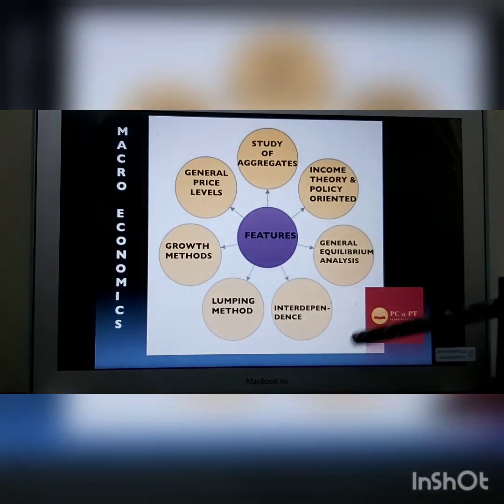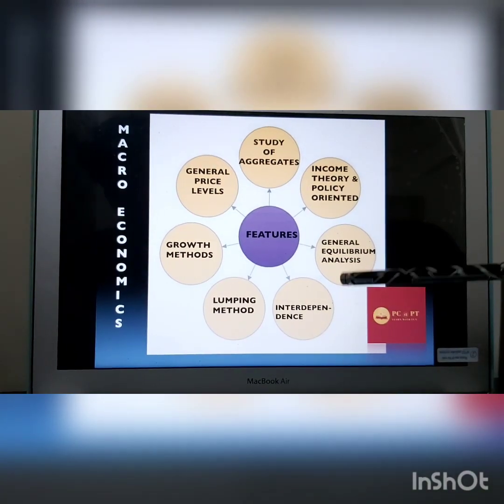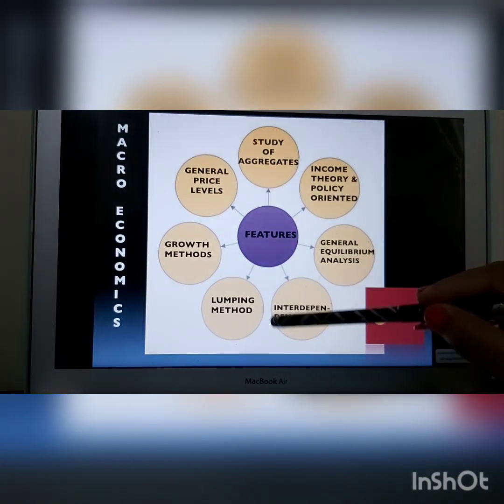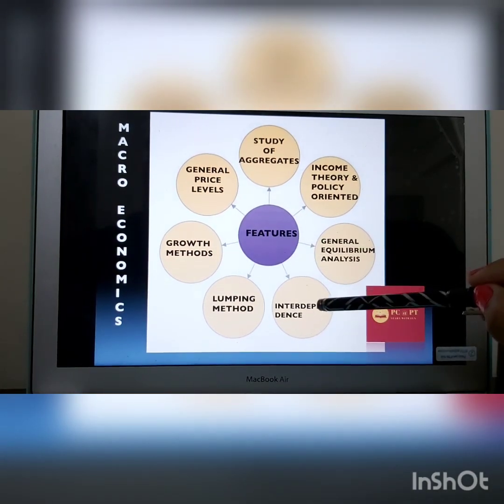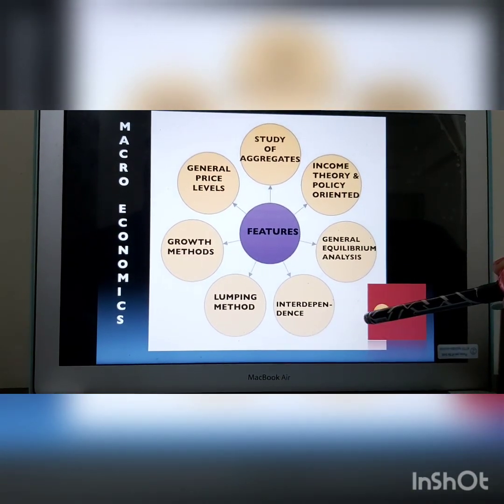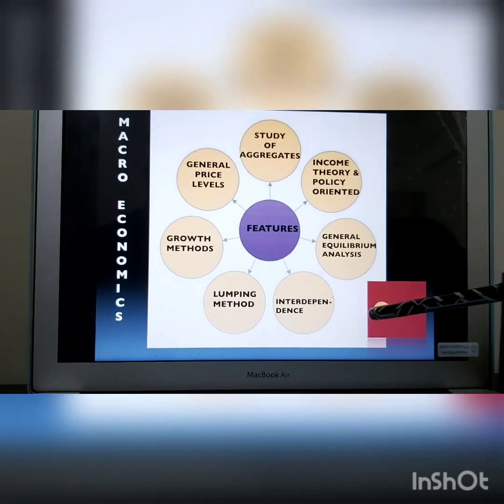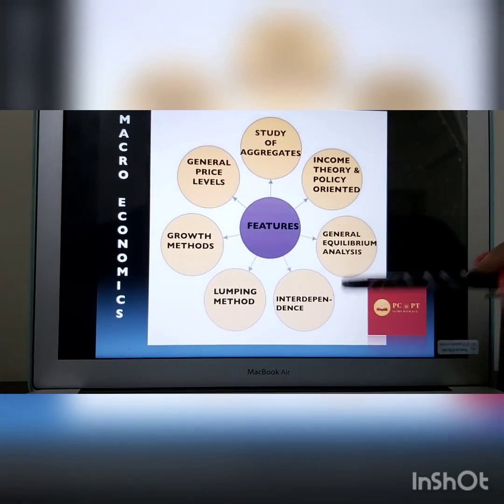It is dependent on many factors at a time. Just take an example. Economic growth plus standard of living of people plus educational attendance, all these things combine to economic development.